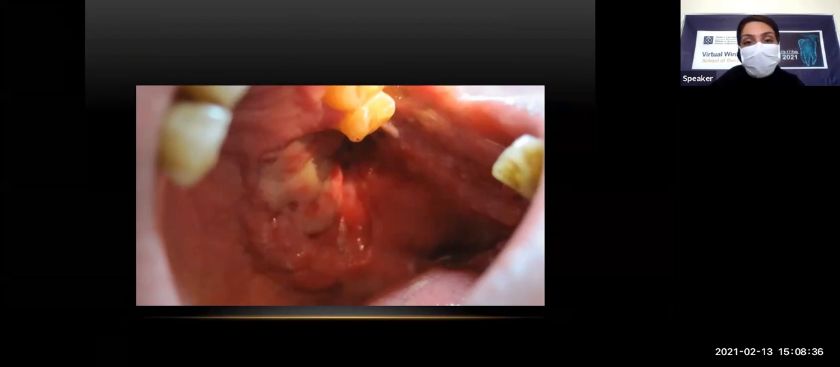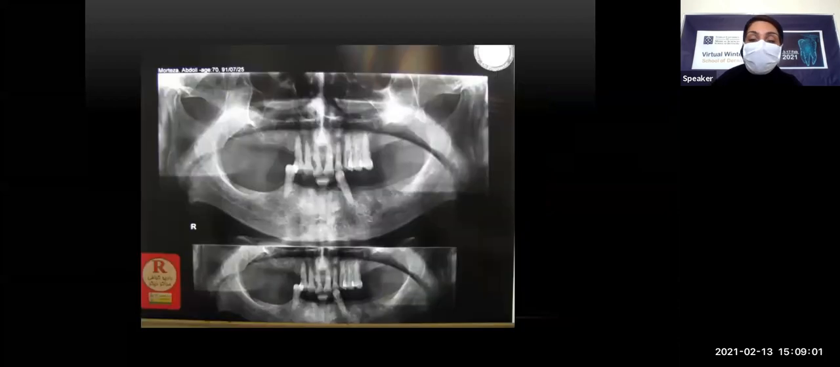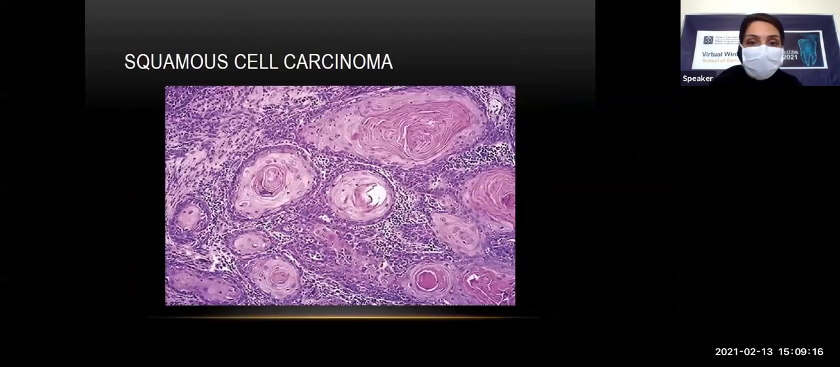ulcerated surface and necrotic surface, and it confirmed to me that such lesions, such as squamous cell carcinoma, and also lesions with salivary gland origin should be considered in the area of the hard palate and the junction of the hard palate and soft palate also. And the radiographic examination showed a lytic radiolucent lesion mimicking an inflammatory or infectious lesion like osteomyelitis, and an incisional biopsy was done for the patient and conferred the diagnosis of squamous cell carcinoma.